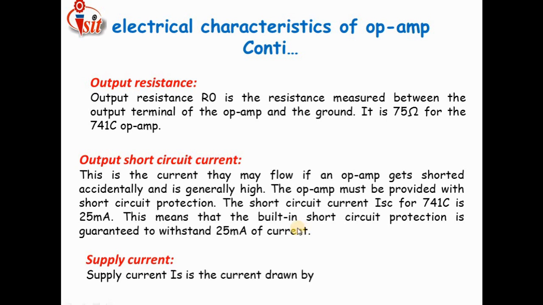Then next is the supply current. Supply current is the current drawn by the op-amp from the power supply. It is 2.8 milliampere for 741C.